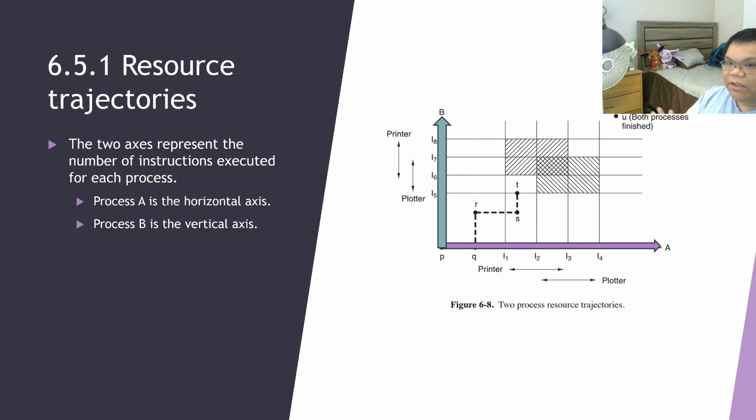So this is a graph where the x and y axes represent progress being made by each process. So process A is the horizontal axis. Any movement going to the right is progress being made by process A. The vertical axis is process B. Any vertical movement is progress being made by process B.